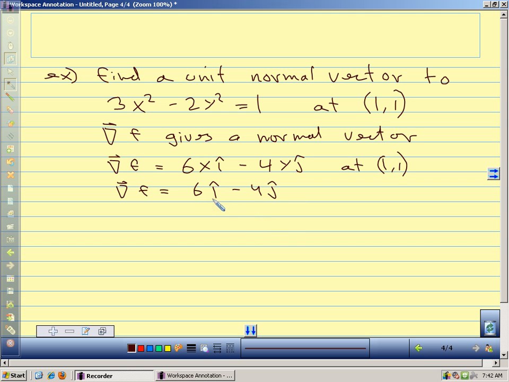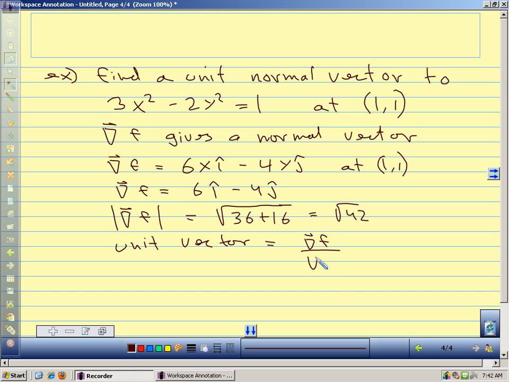This vector is normal to our curve here, but we want a unit vector. So we're going to divide by the length of del f, which is the square root of 36 plus 16. So our unit vector equals del f over the length of del f, which is 1 over the square root of 52 times 6i minus 4j.